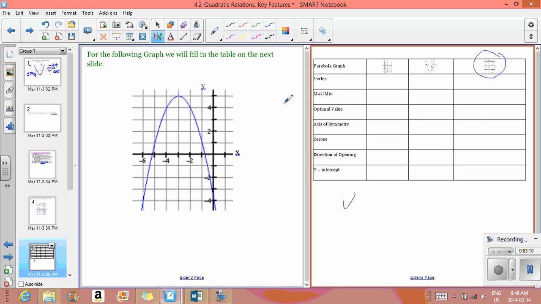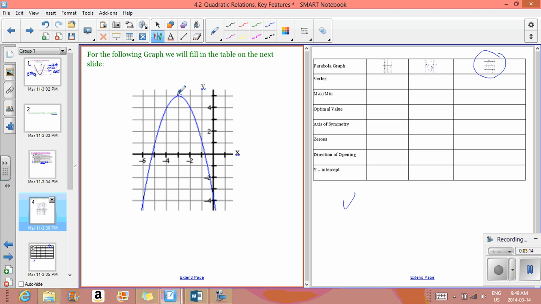So we have to decide what the vertex is for this parabola. And the vertex, again, is the highest or the lowest spot. So it's right here. And you always say it as x comma y. So this spot here is -3.